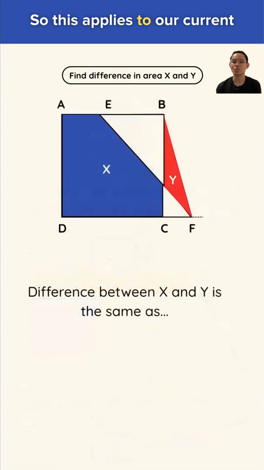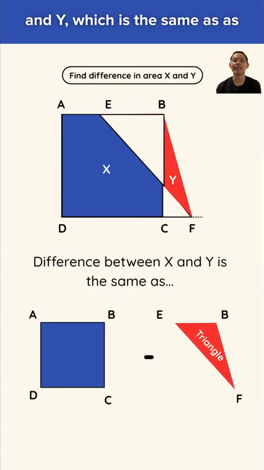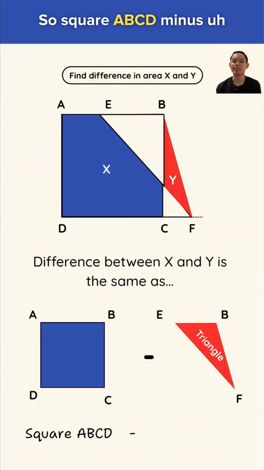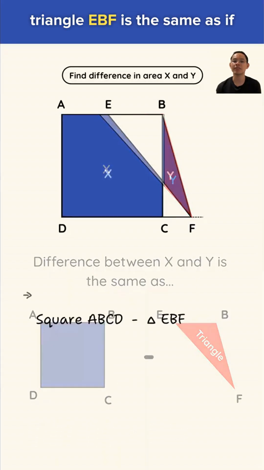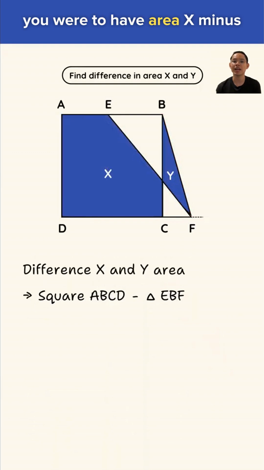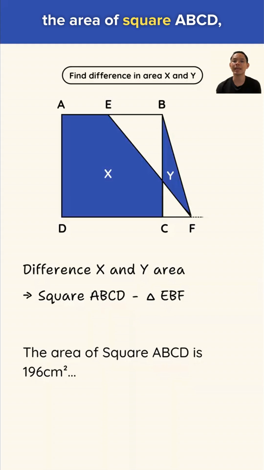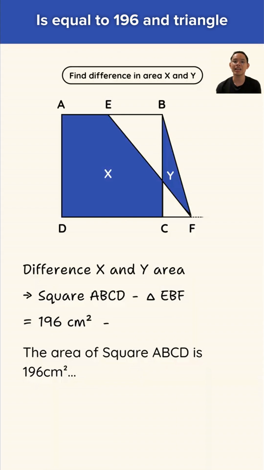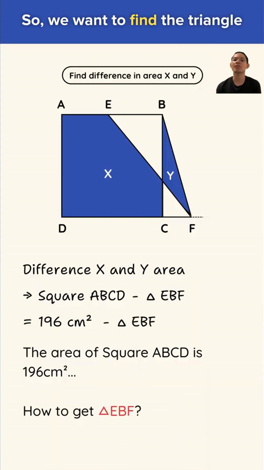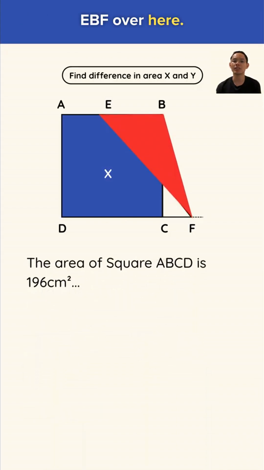So this applies to our current question. The difference between area X and Y is the same as the blue square minus the red triangle EBF over here. So square ABCD minus triangle EBF is the same as area X minus area Y. We know from the question that the area of square ABCD, which is in blue, is equal to 196, and we want to find the area of triangle EBF.